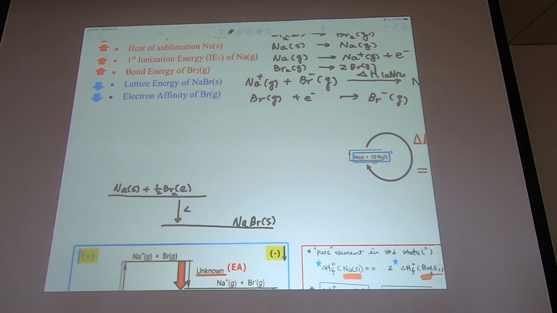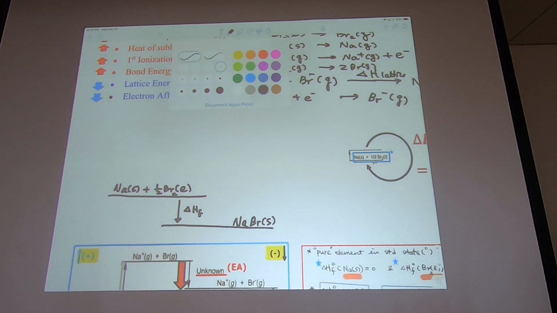This is what we call delta H formation. That's the heat of formation. Does it make sense? Right? So that's the one. It's part of a big cycle I'm going to make, but this is one of the segments, and then maybe I can use a different color just to make it visually interesting.